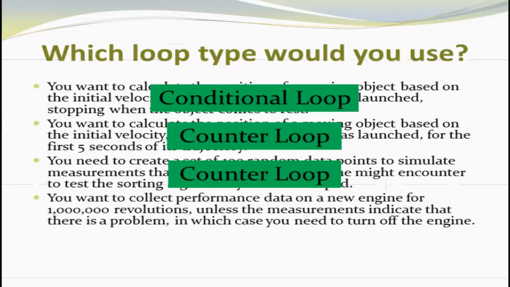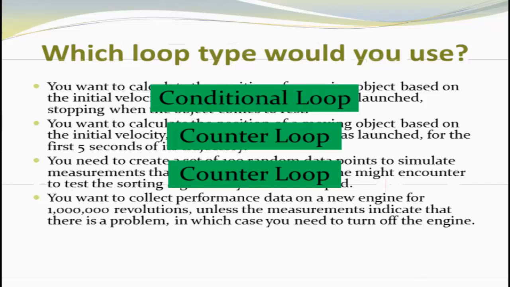All right, another situation. So now we want to collect performance data on a new engine for 1 million revolutions, unless the measurements indicate that there's a problem, in which case we need to turn off the engine so we don't damage the engine and keep us from continuing on with our experiments. So, which type of loop would you use in this case?